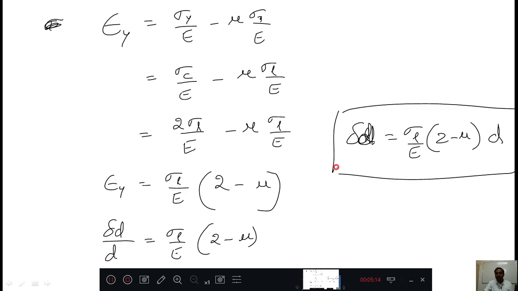That is the expression for change in diameter. Over. Very easy, right? Any doubts? No doubts. Thank you. Next. Next what? Change in volume.